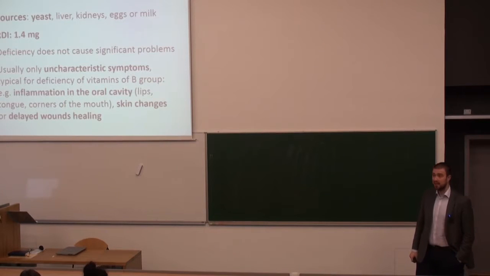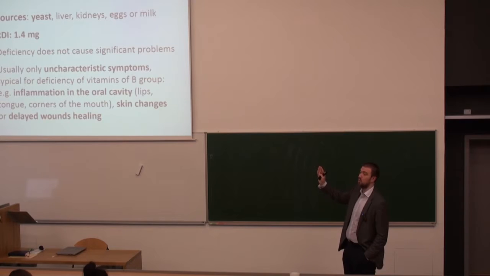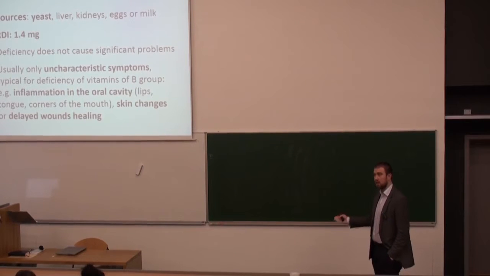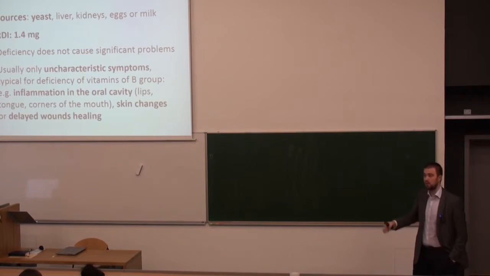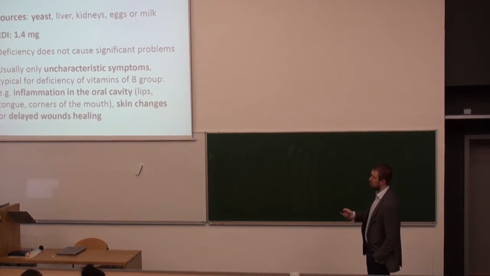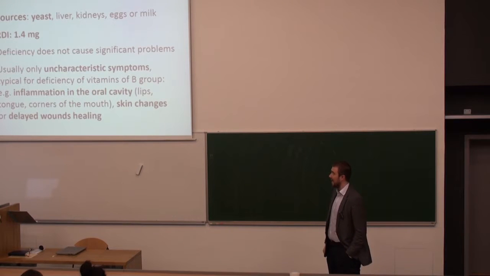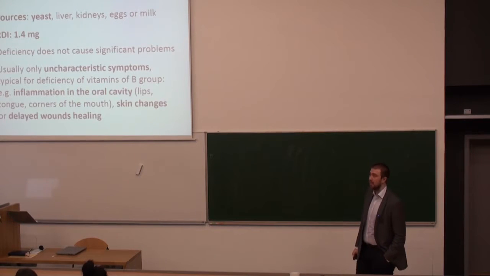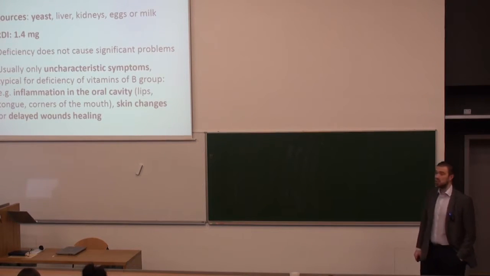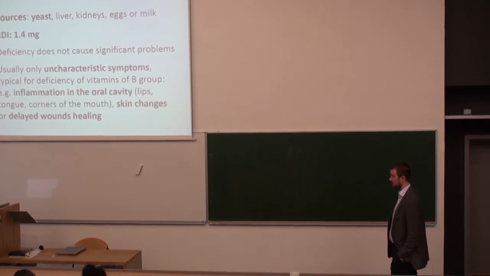Where you can find it, as you will see, is very similar to vitamin B1. So also in yeast, in liver, kidneys, in eggs and milk. If you return to vitamin B1, you will see it there also. The dose is almost similar, around 1.4 milligram. And this is a vitamin where you cannot see some specific disease connected to it.